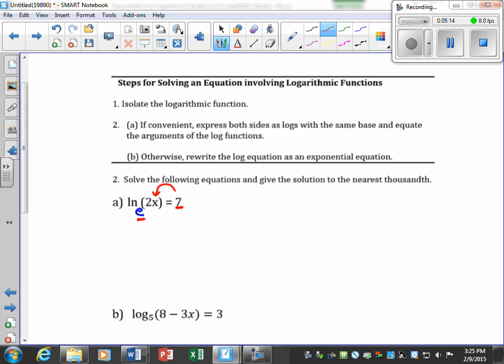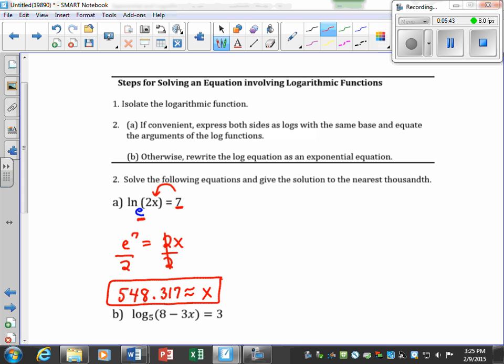So I'm going to say e to the 7th is equal to 2x. And then we're trying to solve for x, so I'm just going to divide both sides by 2. So my exact answer would just be e to the 7th power divided by 2, which is approximately 548, approximately, when you plug that in your calculator.